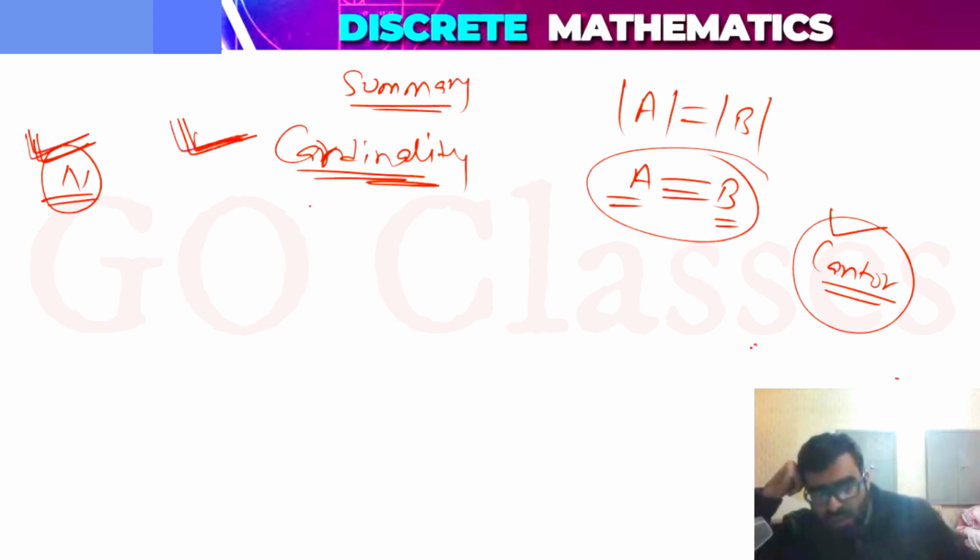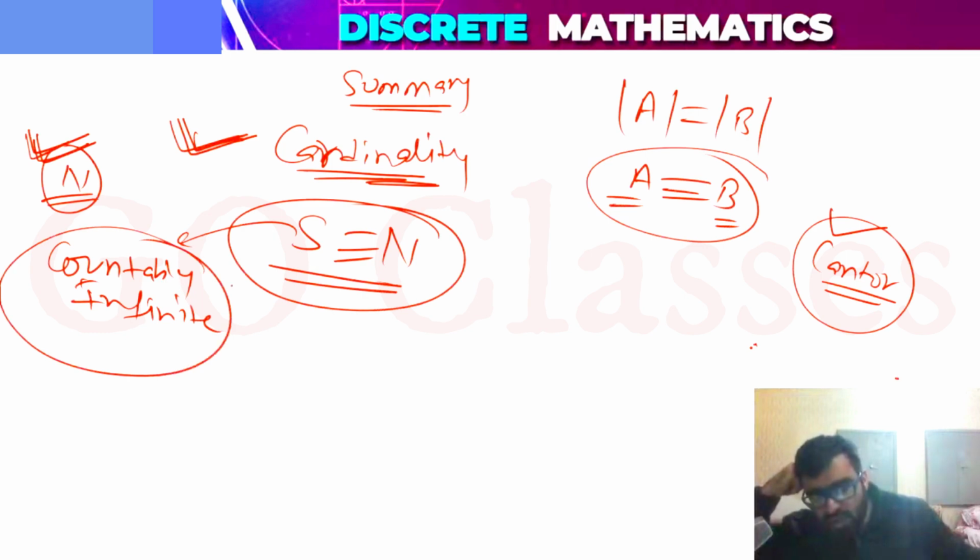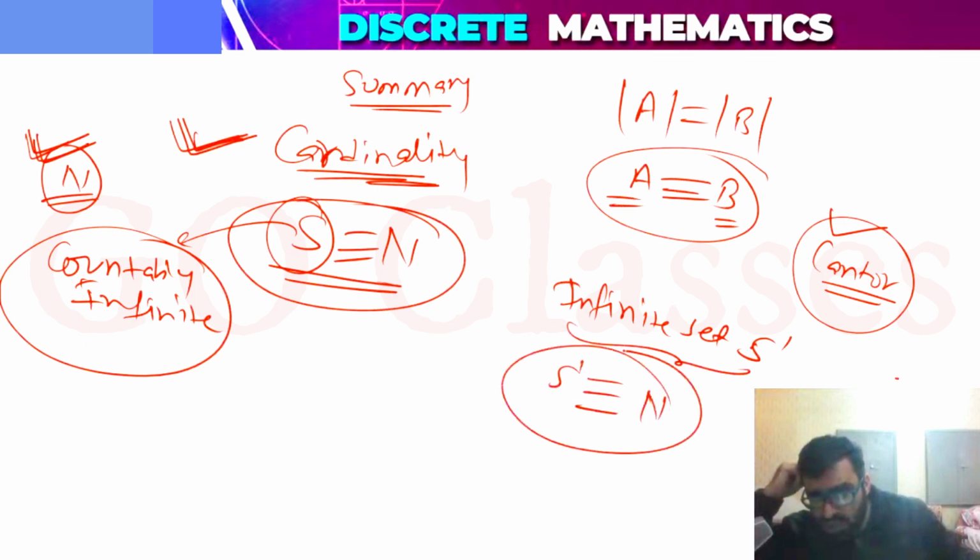After the definition of cardinality, we have seen that those sets which can be put in one-to-one correspondence with the set of natural numbers are called countably infinite. And countable means either countably infinite or finite. If your set S is either finite or countably infinite, then we say it is countable. And if you have an infinite set S dash which cannot be put in one-to-one correspondence with the set of natural numbers, if you can prove there is no one-to-one correspondence between S dash and N, then you can say S dash is uncountable. So whatever is not countable is uncountable.